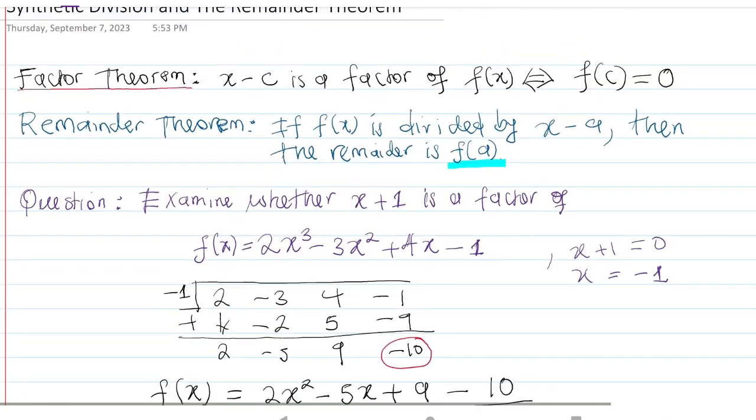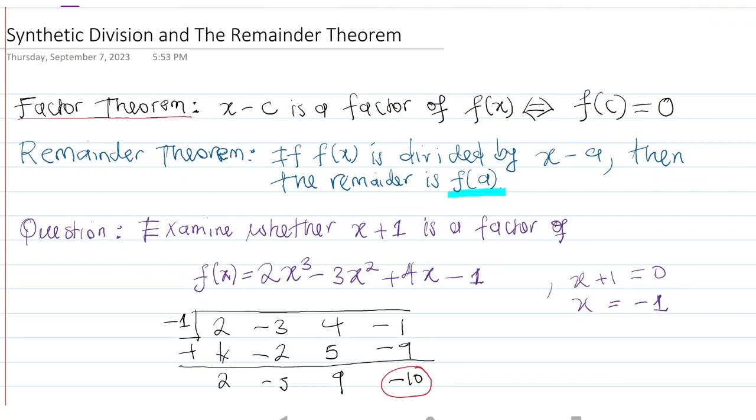The only thing that you need to remember are these basic definitions. In a nutshell, x minus c is a factor of a polynomial if and only if the polynomial evaluated at c gives you 0. The remainder theorem says if f of x is divided by x minus a, then the remainder is given by f of a. So you can play around with these things and you can use synthetic division, you can use long division, and prepare for your exams.